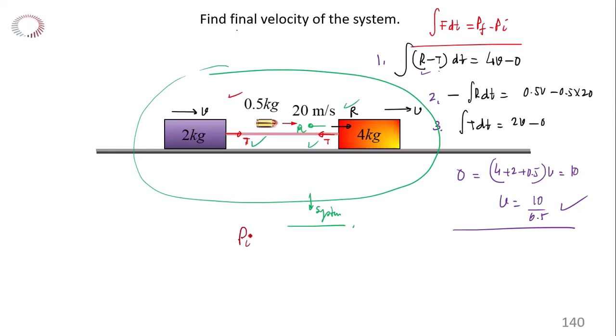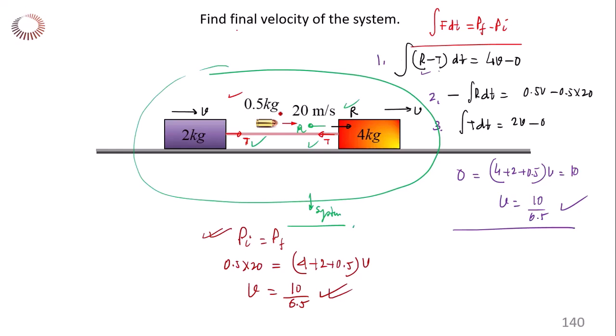So for the entire system, if I write P initial equals P final, the initial momentum is how much? 0.5 into 20. This is the initial momentum. And finally, all the blocks, 4 plus 2 plus 0.5, are moving with the same speed v. So again I am getting the value as 10 divided by 6.5. Okay. So if you do this careful analysis, then only you get the idea that for this system also I can apply the conservation of linear momentum if you take the system as a whole.